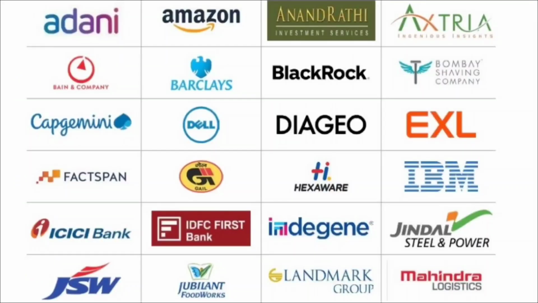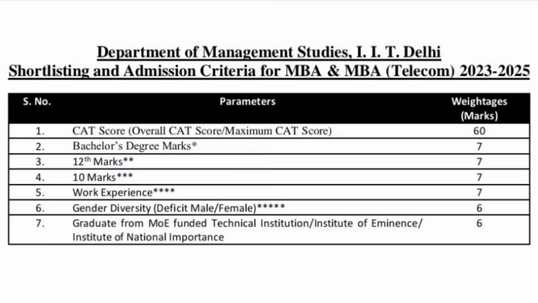So overall, if we consider the top recruiters for IIT Delhi, then those are Adani, Amazon, Barclays, Infosys, TCS, Optum, Paytm, PwC, Accenture Strategy, S Bank, HDFC Bank, Whirlpool, Wipro, JSW, and there are so many companies over there.